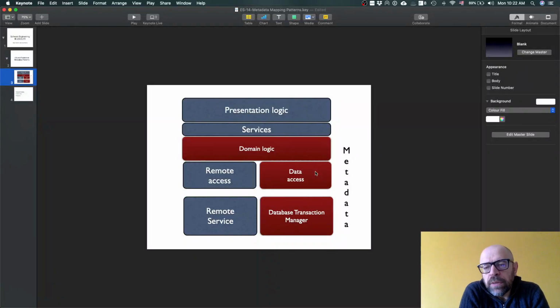Hello, now I'm going to talk about metadata patterns, mapping patterns. And the main idea here is that you want to define the relation between the structures in the domain side and the structures in the database.